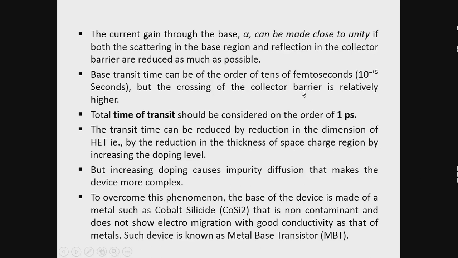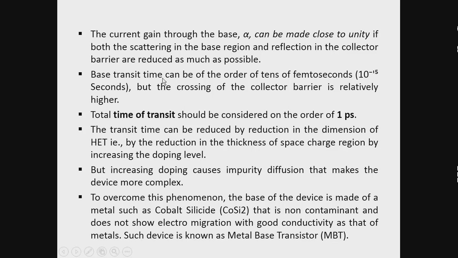Now the current gain of this device. The current gain through the base, that is alpha, and usually the value of alpha will be almost equal to unity, and that can be made unity if both the scattering in the base region and reflection in the collector barrier are reduced as much as possible. Of course, we have already seen that scattering takes place when the electron crosses the junction, and if this scattering is reduced as much as possible, then we can make the current gain alpha almost unity.